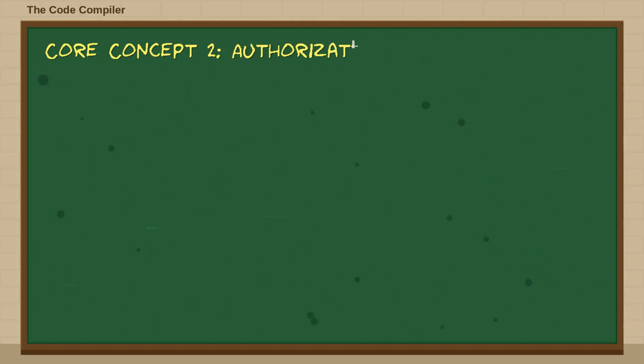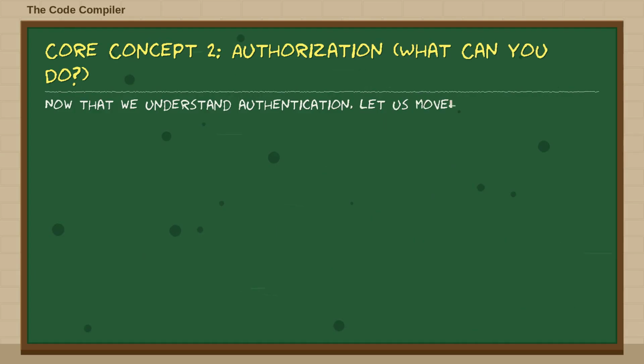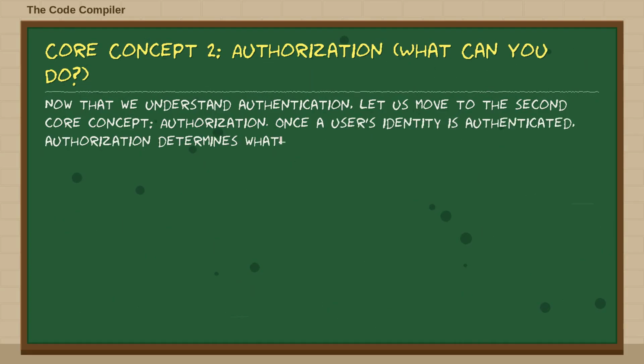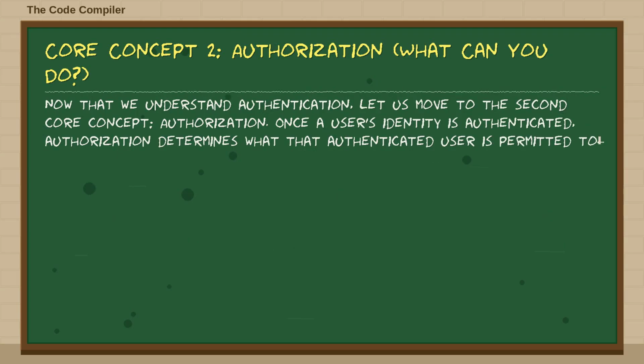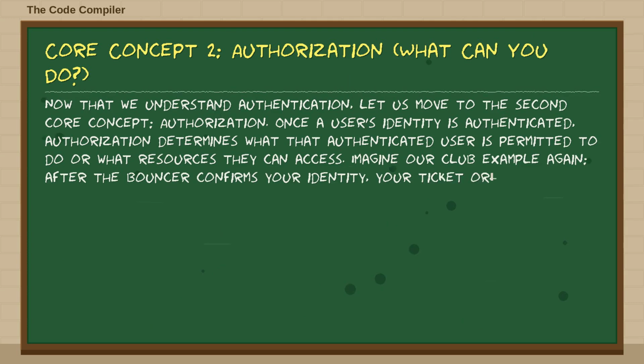Now that we understand authentication, let us move to the second core concept, authorization. Once a user's identity is authenticated, authorization determines what that authenticated user is permitted to do or what resources they can access. Imagine our club example again. After the bouncer confirms your identity, your ticket or pass might only grant you access to specific areas, like the general dance floor, but not the VIP lounge.